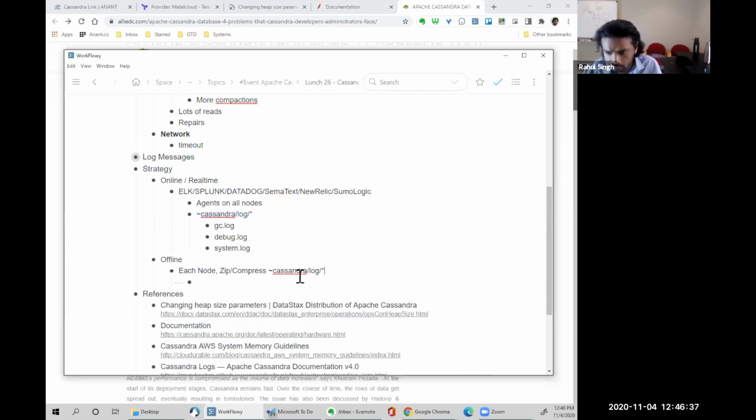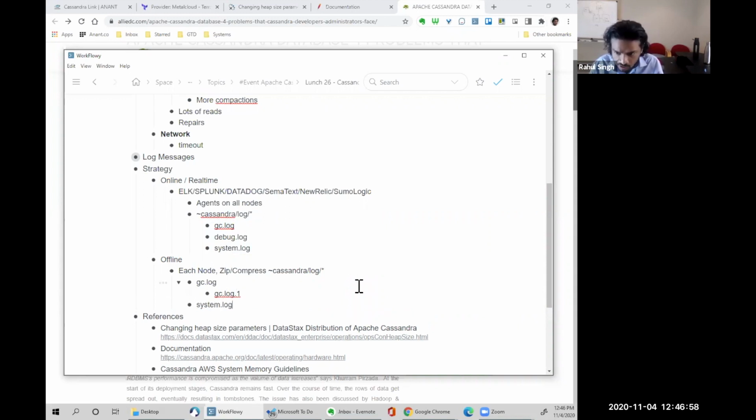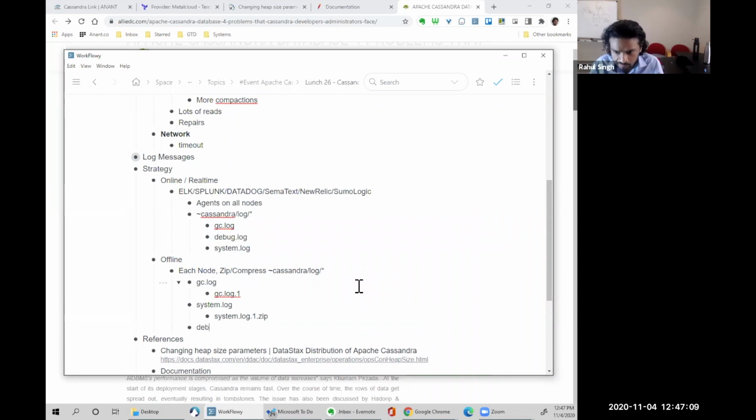And then here, you compress it on each node, and this would include all of this. It would also include the rolled logs, right? .log.1, .2, or if it's system.log, it'll be like system.1.log. I think it's system.log.1.zip, and so on and so forth. Same thing with debug.